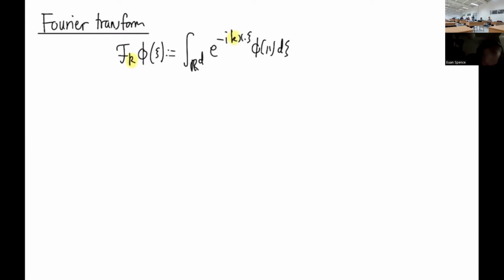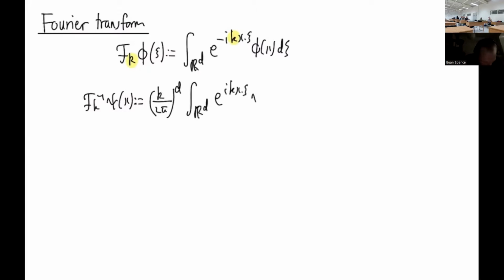And then let me write down the inverse Fourier transform. It's just using a change of variables in the Fourier transform. So I have this k to the d when I do the inverse transform. This is an error here. This is dx here.